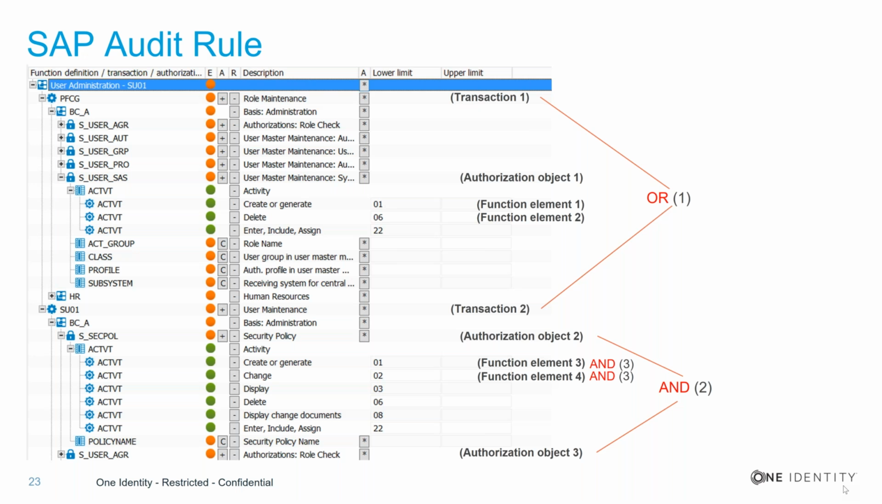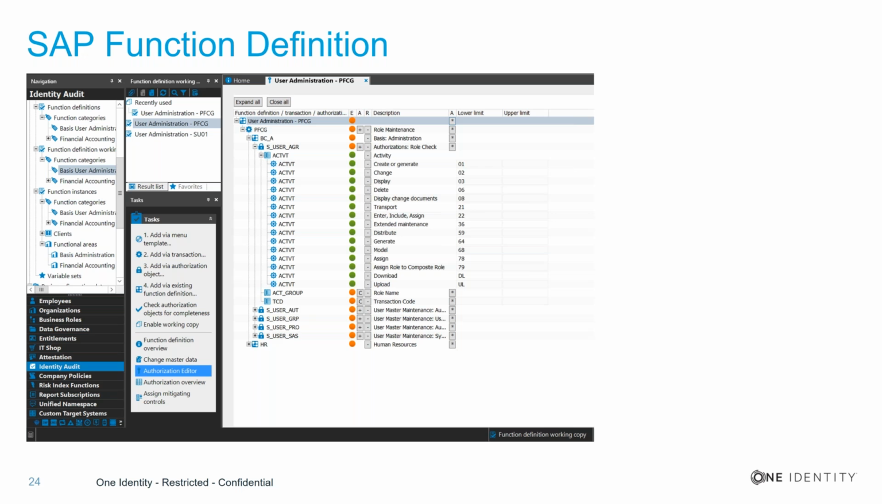So how can we configure this audit rule in the Identity Manager? When we continue to the next slide, the SAP Authorization Editor, which is part of the Identity Manager, will be used to define these function definitions. As shown in this screenshot, the Authorization Editor allows the configuration of these function definitions, and allows the addition of authorization objects to the rule through various methods, like added via menu template, added via transaction, added via authorization object, or added via existing function definitions.